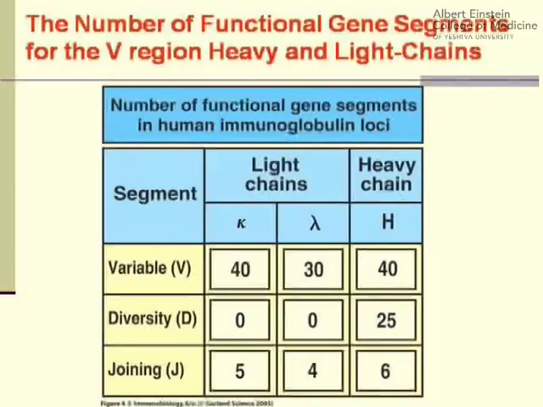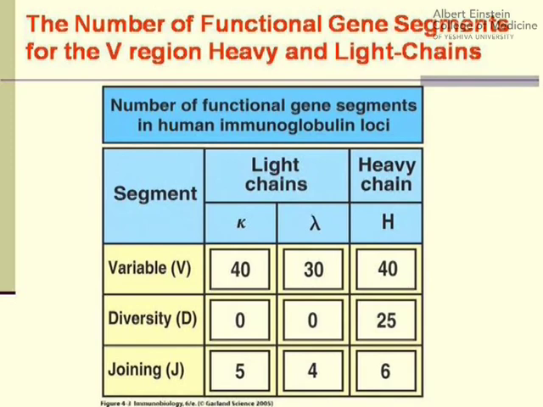And if we do the math and ask the question how many different genes we have, again, the kappa and gamma chains have 30 variable, heavy chain is 40. The D chains, 25 for the heavy chain. Again, there's no D chains in the light chain. And the J is actually also 6. Now, does that seem like a large number to you?